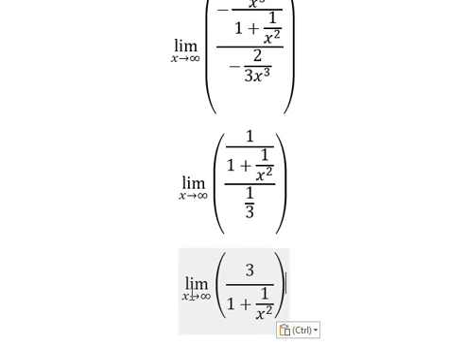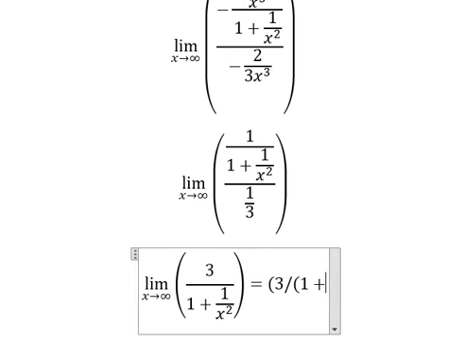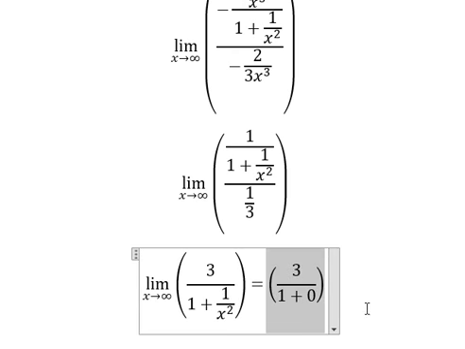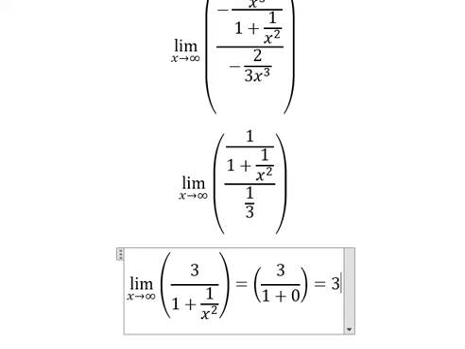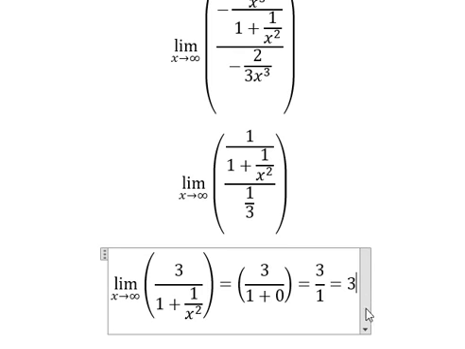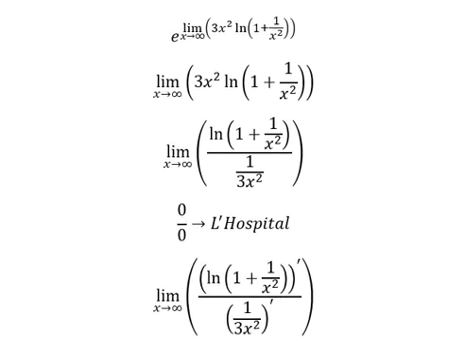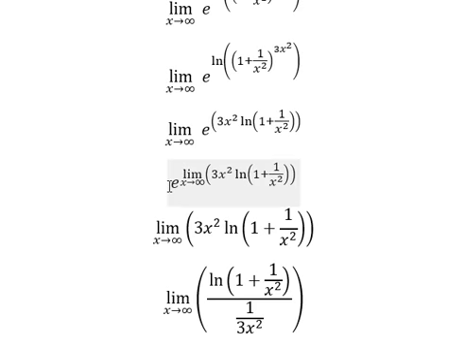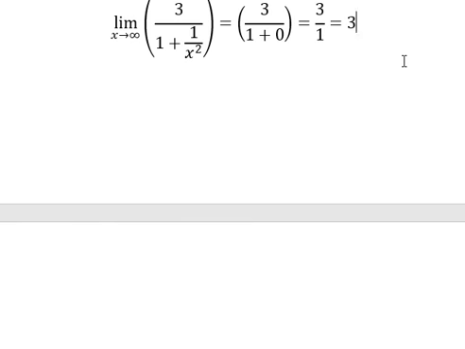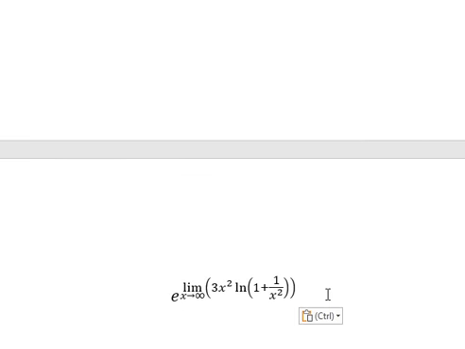Next, when s approaches positive infinity, 1 divided by positive infinity, you get 0. So we have like this. And we have 3 over 1, we have 3. Now we return back to this one. So this one, we have 3.